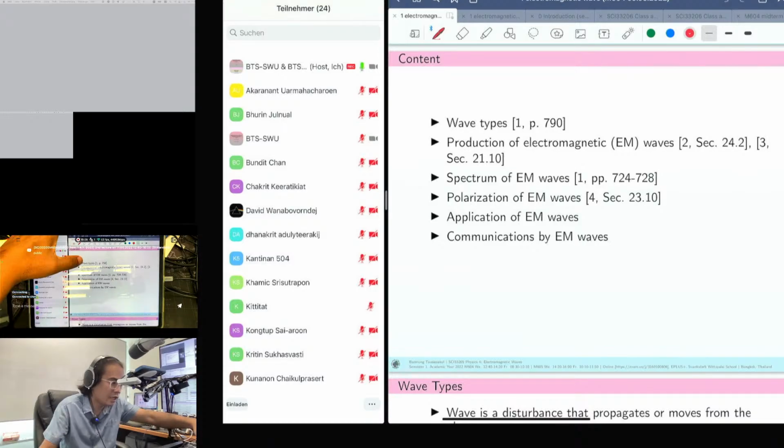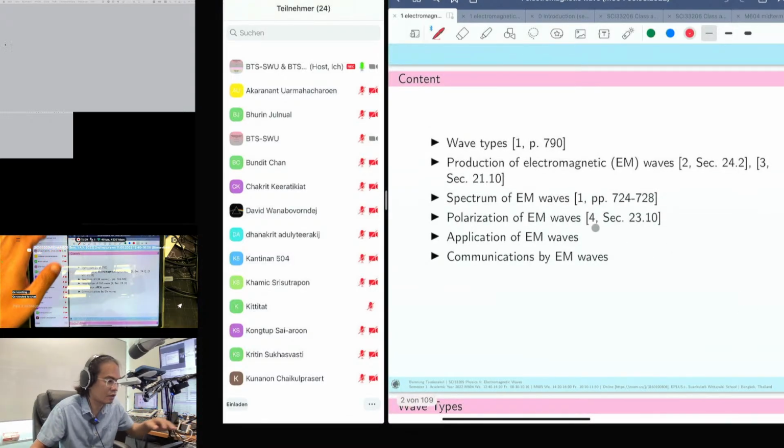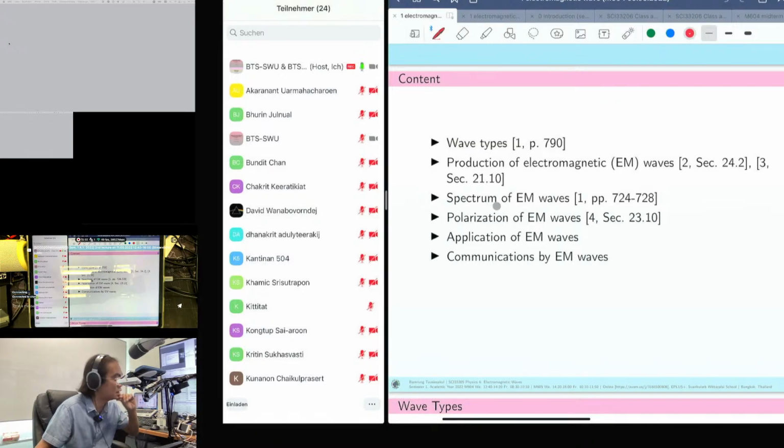Okay, the next topic is the production of electromagnetic wave. The abbreviation of electromagnetic will be capital E and capital M. We are going to use this short form later. The EM wave can be generated in the sense of electric field and magnetic field. The third topic is the spectrum of electromagnetic wave.